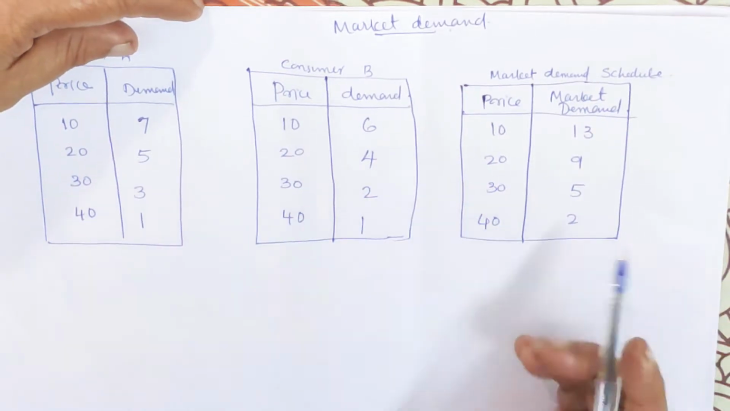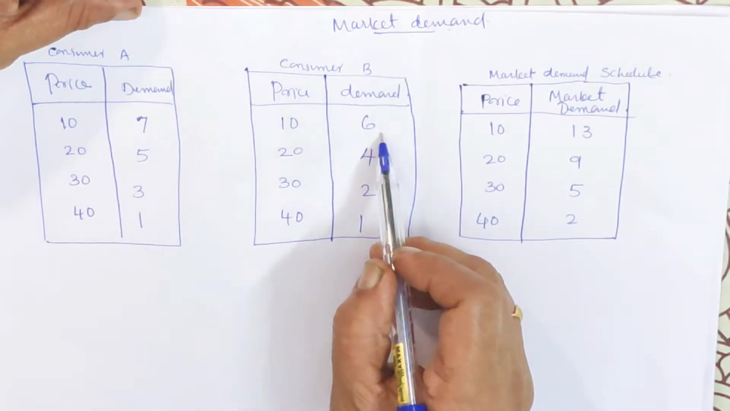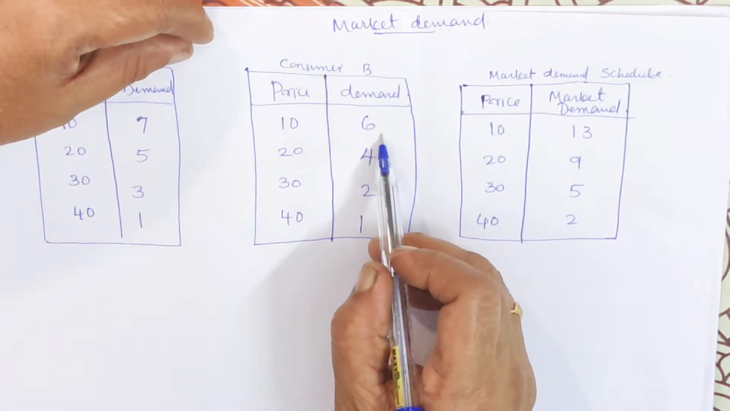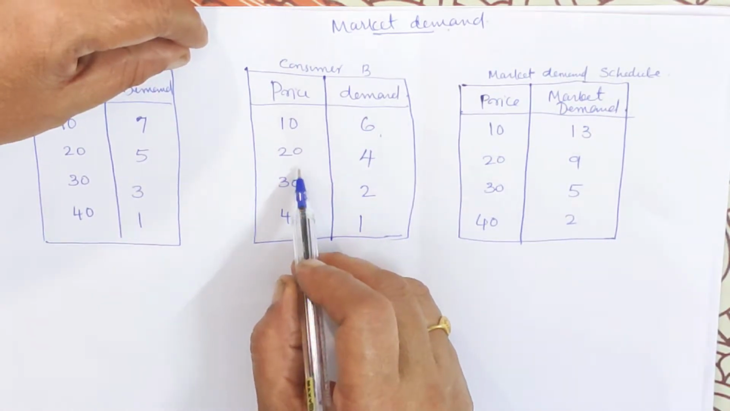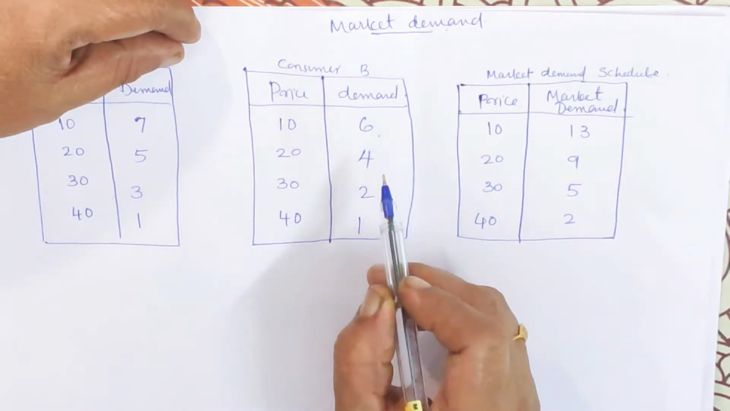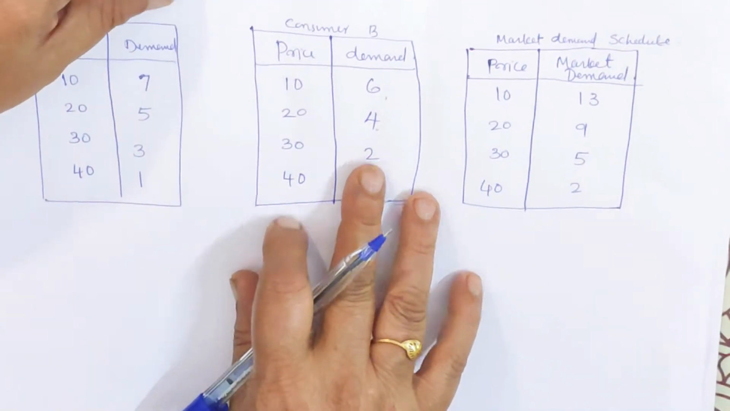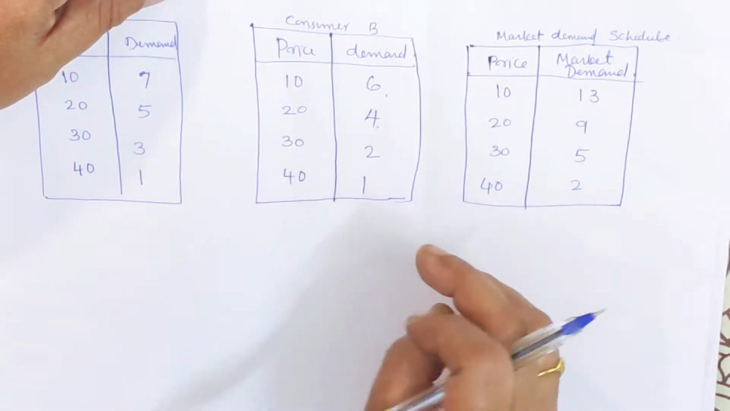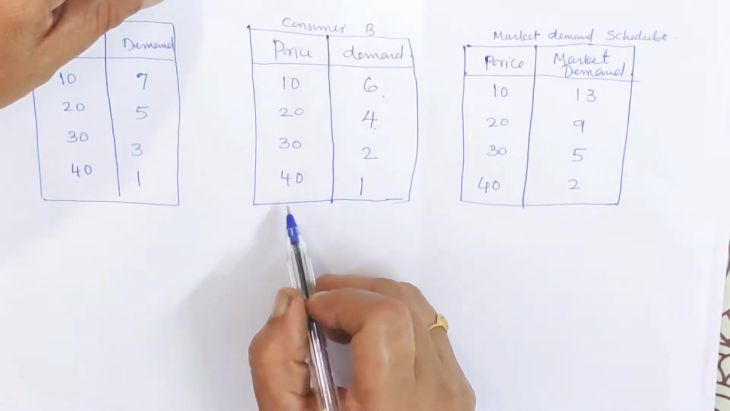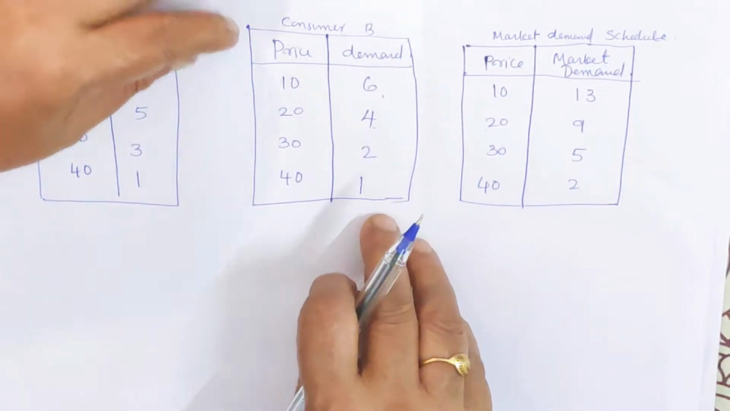Then consumer B. When price is rupees 10, demand is 6. Consumer B demands 6 units of the commodity. When price increases to rupees 20, demand decreases to 4. Consumer B only purchases 4 units. When price again increases to rupees 30, consumer B purchases only 2 units. When price increases to 40, consumer B purchases only 1 unit of the commodity.